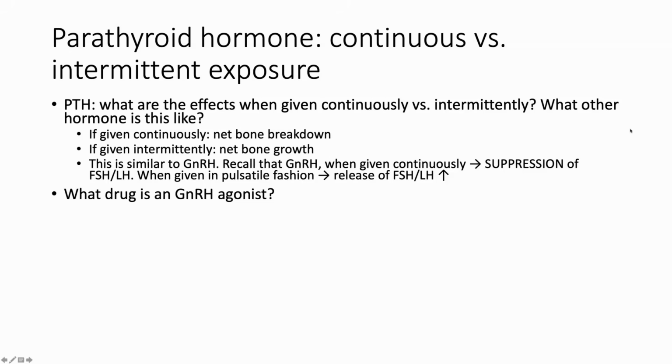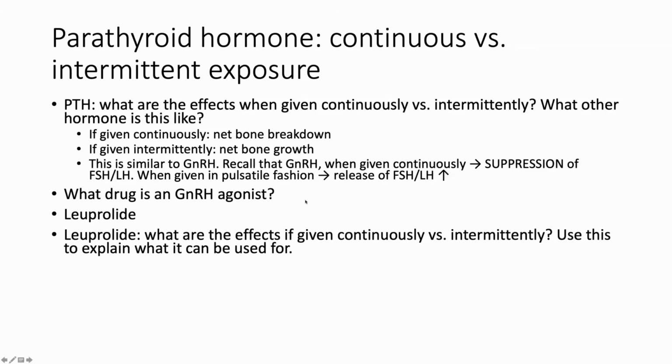Jason, do you know what the name of the drug is that's a GnRH agonist? Yeah, it's leupride. Perfect. Yeah, leuprolide. Great. So Jason, can you explain to me what the effects are if given continuously versus intermittently? And how can you use that to explain what it can be used for? Because you'll see this in things like First Aid, where it can be used for blah, blah, blah. And it seems on the surface like hogwash, because you're like, no, those are the opposite things. That doesn't make any sense.